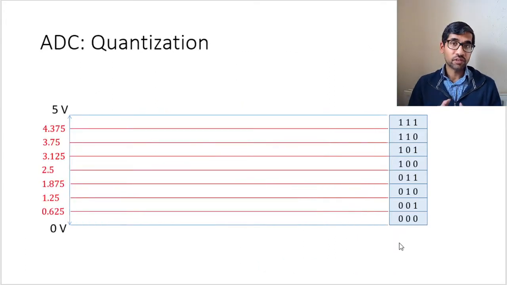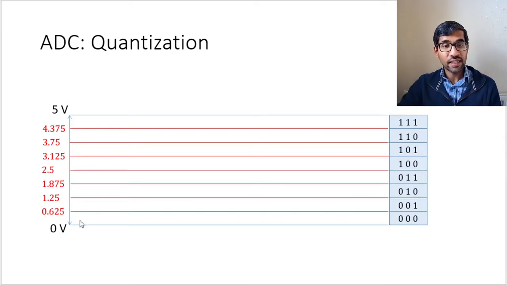Now this process, as we mentioned in the previous video, is called quantization, right? So you take analog values within one interval and assign them one particular value. Now, as you can imagine, this is a lossy process, right?